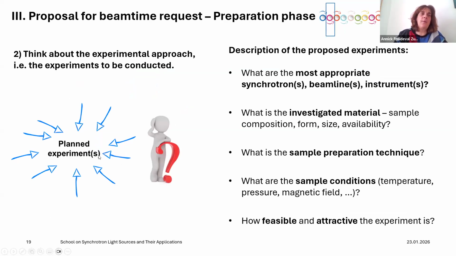Having this in mind, you start to think about the experimental approach. That means your planned experiments that you would like to conduct. So here you start to go to the specifics of what you would like to do. The question you start to answer yourself is, or are, because there are more than one, what are the most appropriate synchrotron or synchrotrons you want to use, beamline or beamlines, instrument or instruments you want to use.